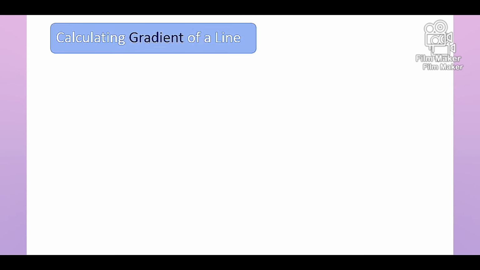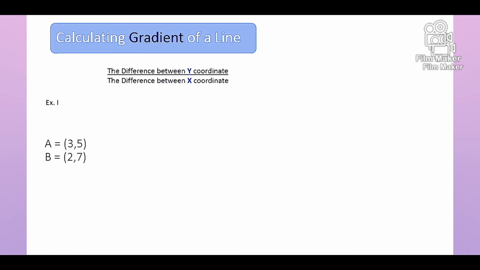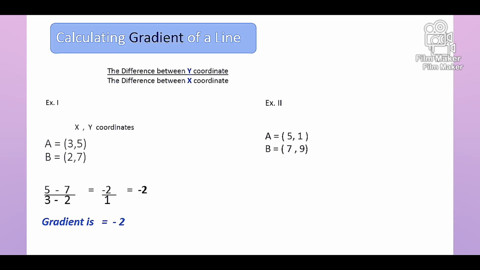Okay, how do we calculate the gradient from a graph now? Let's calculate the gradient of a line. Since the equation is the same, we were given an example: A points are 3 and 5 and B points are 2 and 7. So we know the x and y coordinates here. So y coordinates are 5 and 7, x coordinates are 3 and 2. So here easily we can find the gradient is minus 2 with these differences.